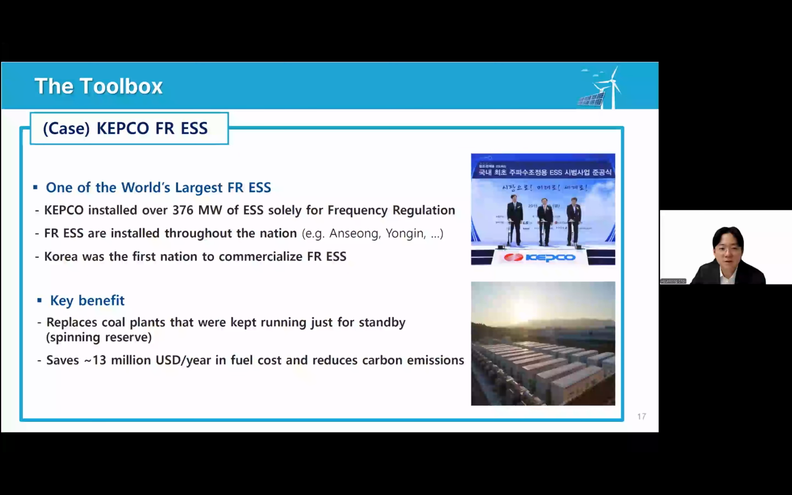So let's look at a specific case of ESS in Korea. KEPCO has built one of the world's largest ESS complexes dedicated to frequency regulation. Over 376 megawatts of ESS has been installed nationwide, in locations such as Anseong and Yongin, solely for these purposes. This allows us to replace coal plants that were previously kept running just on standby for grid stability, usually known as the spinning reserve. So by introducing FRESS, this project saves approximately 13 million US dollars per year in fuel cost and significantly reduces carbon emissions.